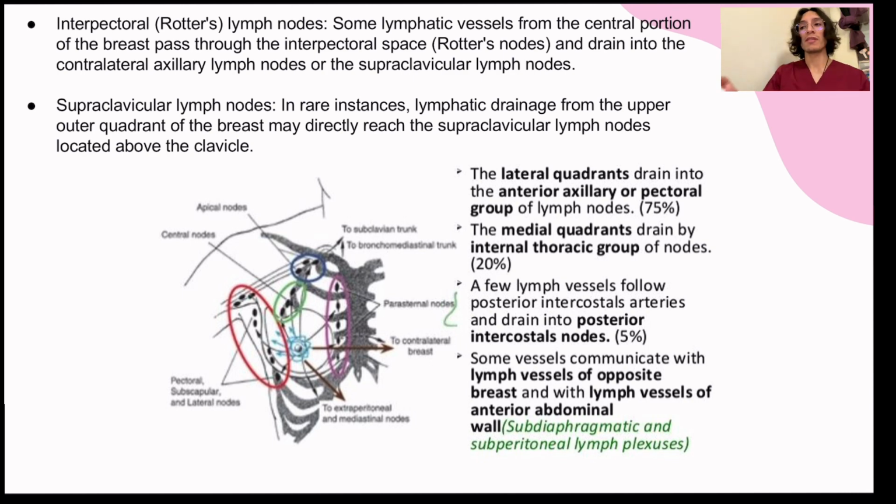Some lymphatic vessels from the central portion of the breast pass through the interpectoral space, Rotter's nodes, and drain into the contralateral lateral axillary lymph nodes or the supraclavicular lymph nodes. Supraclavicular lymph nodes: in rare instances, lymphatic drainage from the outer quadrant of the breast may directly reach the supraclavicular lymph nodes located above the clavicle.